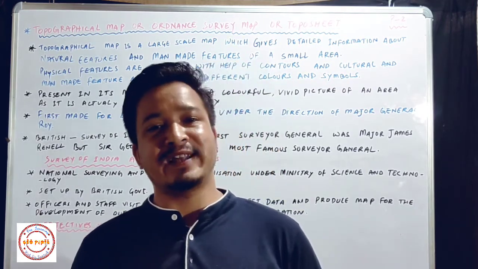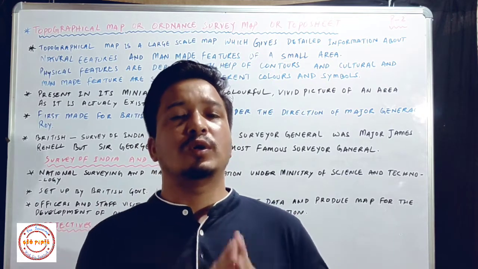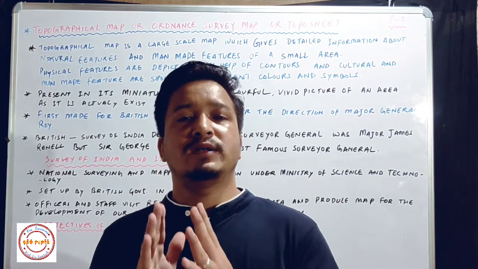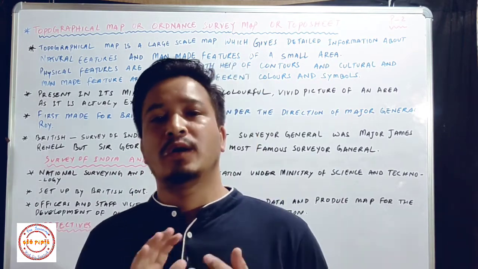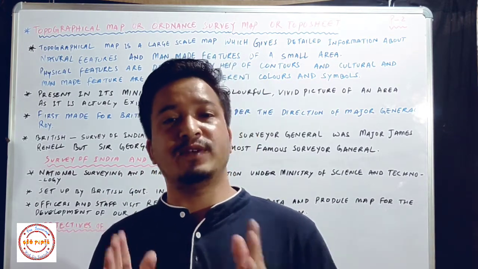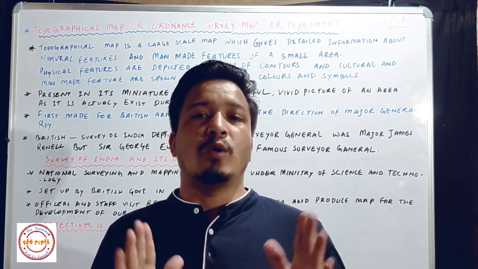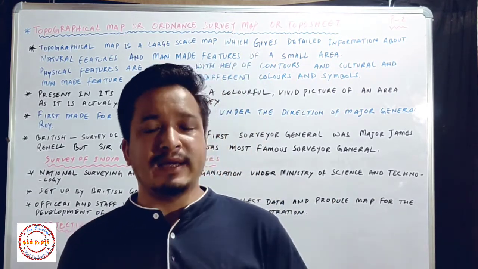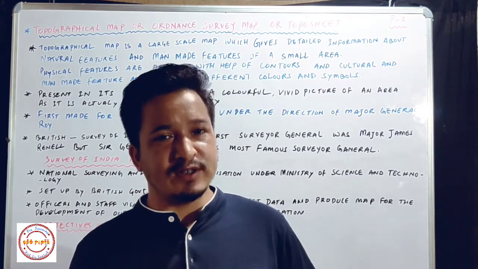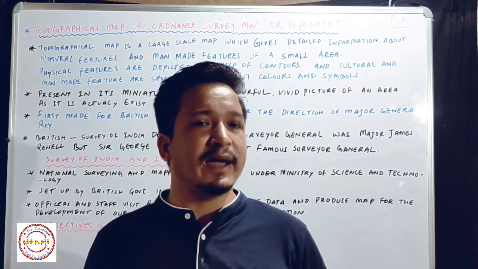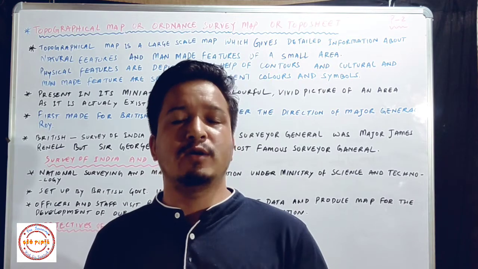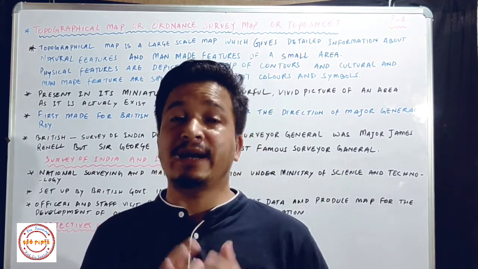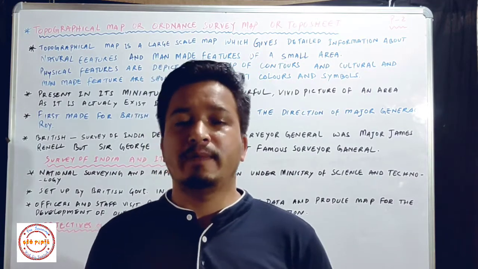Now students, the question arises: how do these cartographers show these features on the map? Do they draw all these physical features on the map? No, it is not possible. As I told you in my previous video, drawing all the physical features on a map makes the map dirty. It looks very ugly, and it will be difficult to read and also difficult to make.